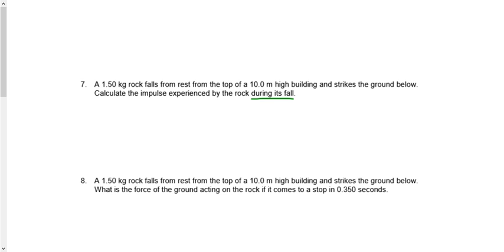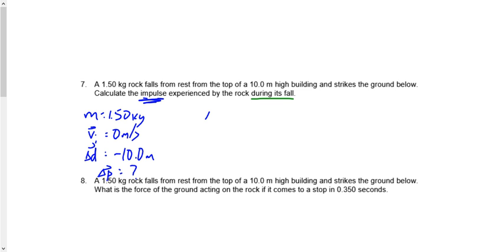All right, we're looking for impulse, so it doesn't take a genius to figure out that we're going to use impulse for this question, since it asks for impulse. All right, what do we got here? We got a mass of 1.50 kilograms. We've got a VI of 0, because it says it starts from rest. I'm going to say my displacement is negative 10 meters because it's downwards, right? It ends up below where it started. We want to find the impulse.